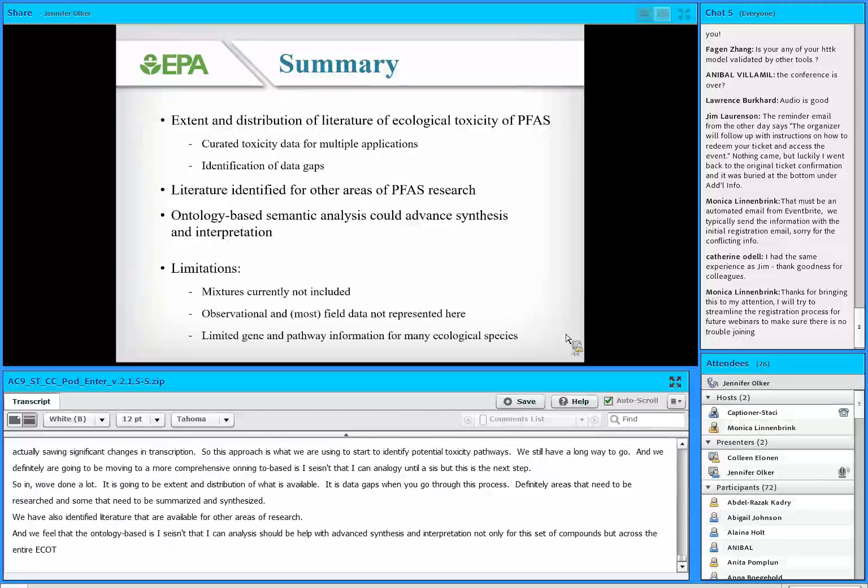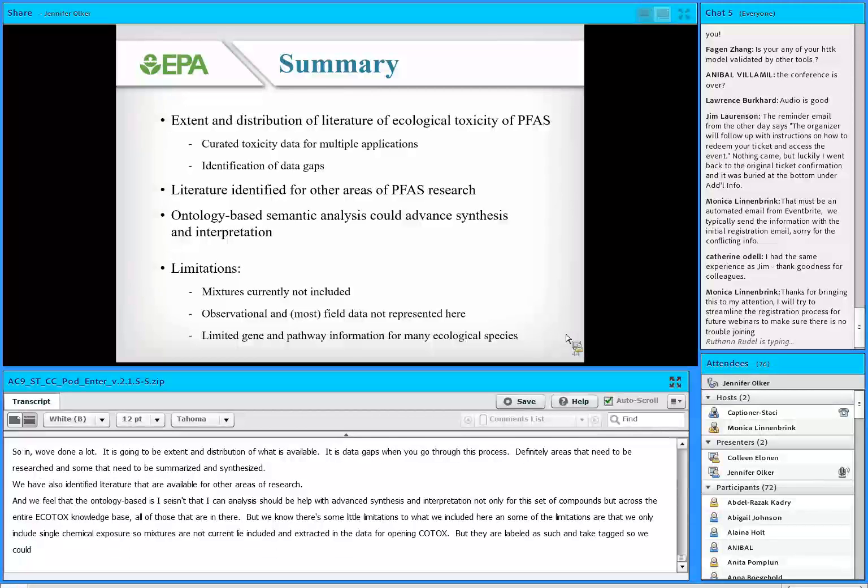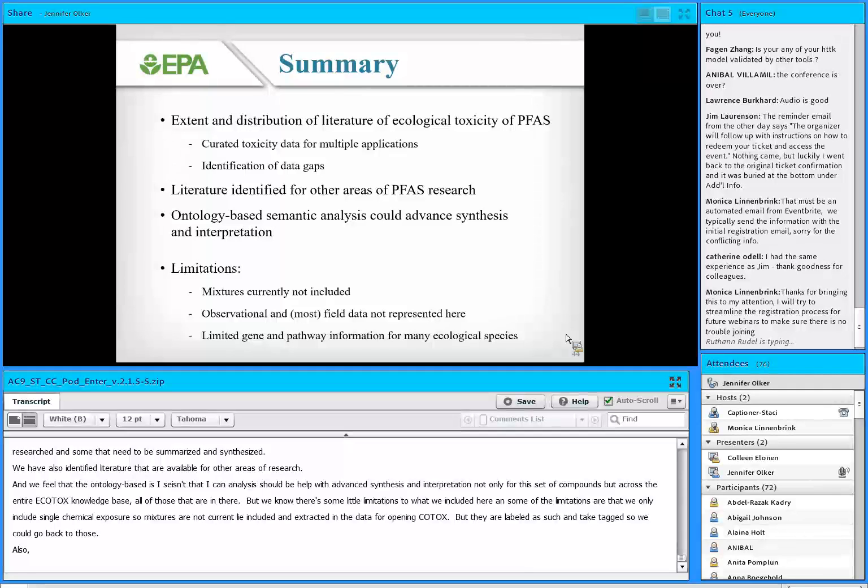However, we also know that there are some limitations to what's included here, and some of the limitations are that we only include single chemical exposure. So mixtures are not currently included and extracted in the data for ECOTOX. However, papers that do have only mixtures are labeled as such and tagged, so we could go back to those. Also, observational and most field data are not represented here. And if we're just focusing on the genes and pathways, that's very limited for many ecological species, and so we'll be having to deal with that issue moving forward.